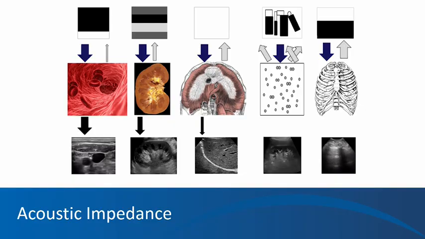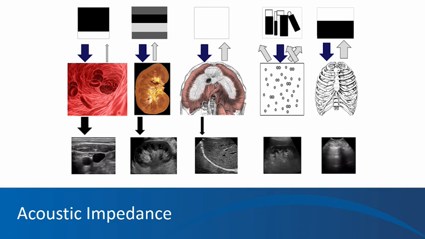What determines how bright or dark each structure appears on an ultrasound image? It depends on the tissue acoustic impedance. Impedance means resistance, and this is how much resistance a tissue or a part of it offers to the passage of sound waves through it.